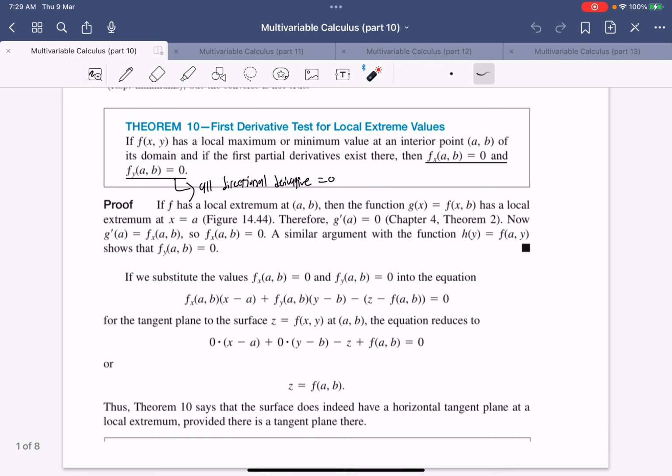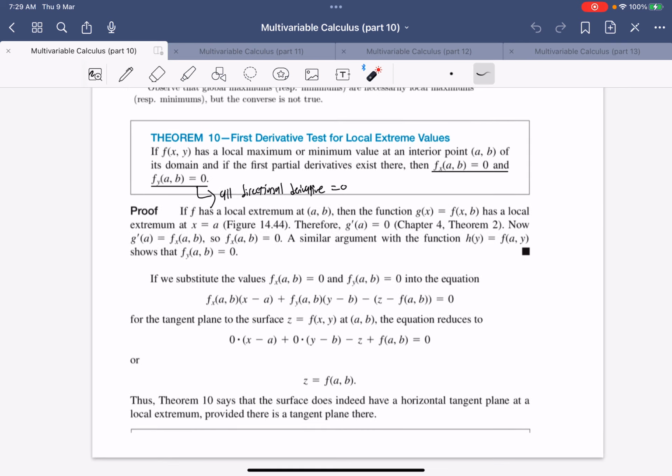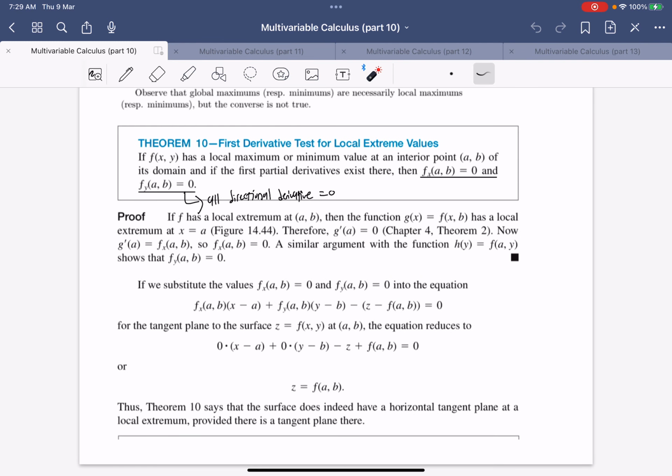And the reason for that is, if you're at a local maximum or minimum, then now you restrict yourself to the line parallel to the x-axis or the y-axis, then you are in a one variable case. And in that case, your one variable derivative, which is your partial derivative, will be equal to 0 from what we learned in calculus. And so what you get is actually, you realize that the maximum point or minimum point, the extrema points, will have a horizontal tangent plane.